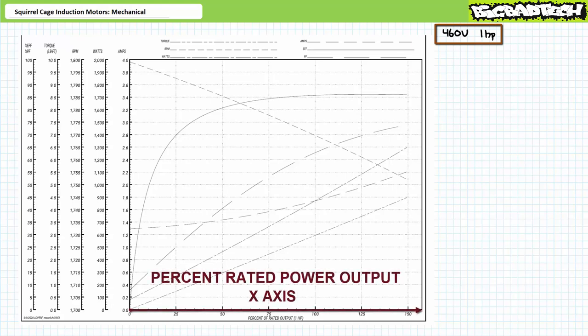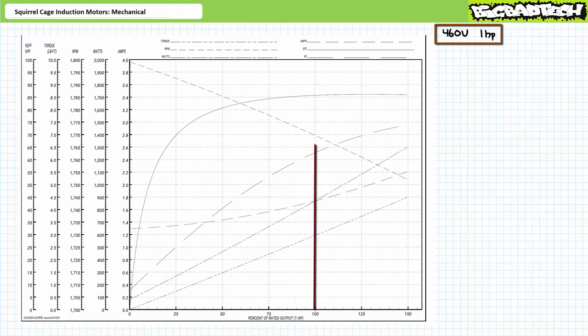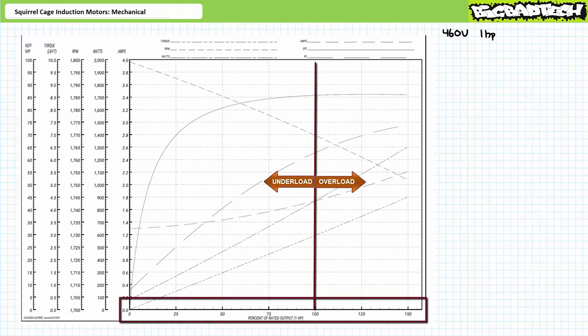The horizontal x-axis isn't speed, it's percent power output, or 100% of rated power output, or 1 horsepower, is this vertical line right here. Anything to the right of the vertical 1 horsepower line is an overload condition. Anything on the vertical 1 horsepower line is the rated condition, and anything to the left of the vertical 1 horsepower line is an underloaded condition. We see this motor can produce 0% up to 150% of 1 horsepower, or 1.5 horsepower at peak conditions.